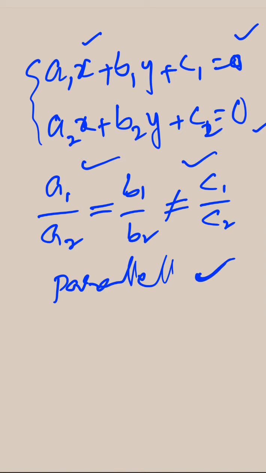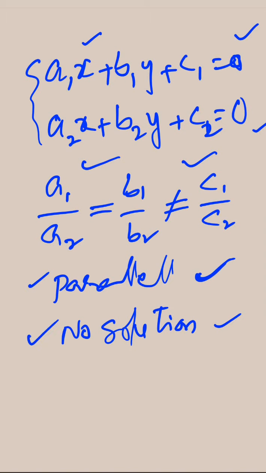Parallel lines means it doesn't have any solution, no solution. That means we can't find an x value or a y value. Second condition: no solution, parallel lines. They are not intersecting anywhere. That means where is the solution? No solution.